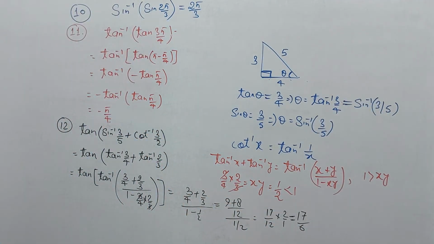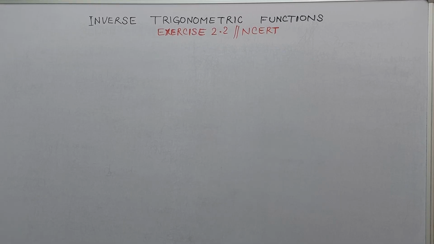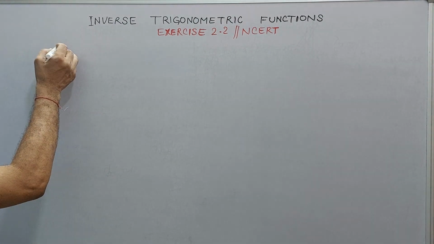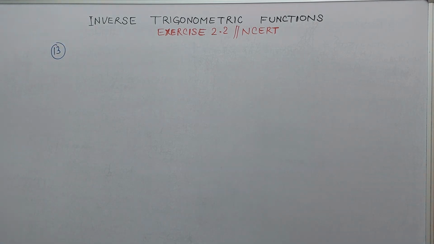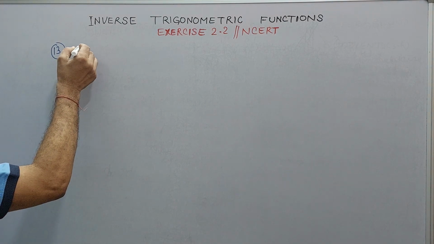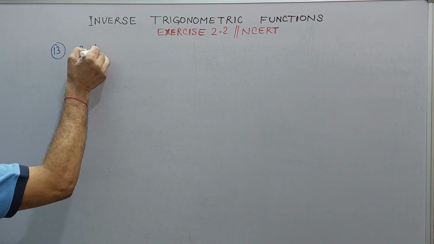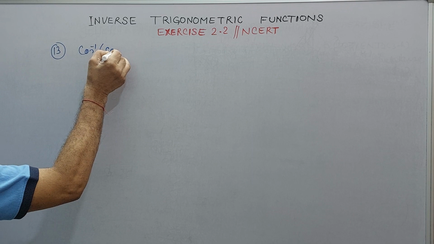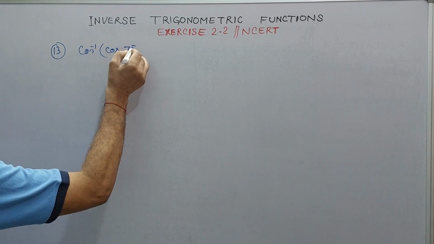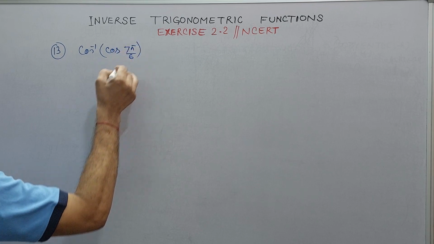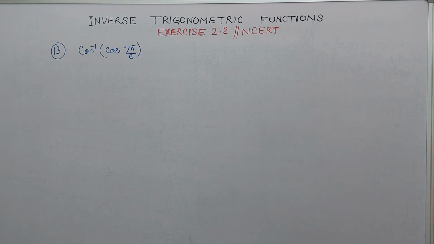So now our next question, question number 13. In this question, find the value of cos inverse cos 7 pi divided by 6. So 7 pi upon 6.